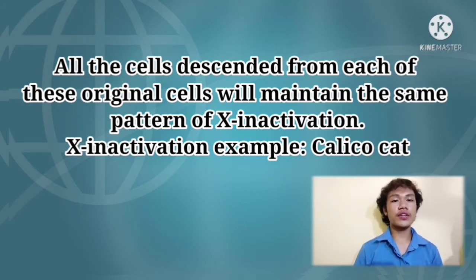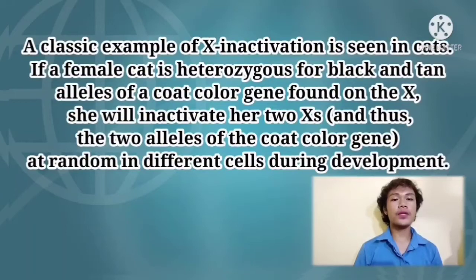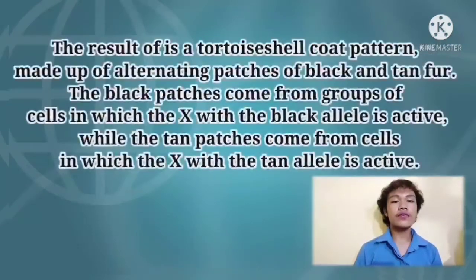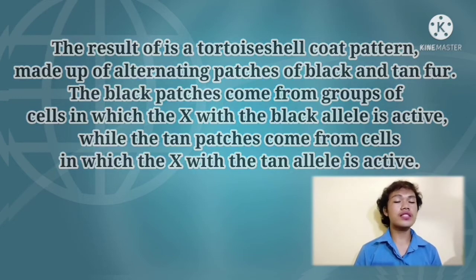Example of X inactivation: the calico cat. A classic example of X inactivation is seen in cats. If a female cat is heterozygous for black and tan alleles of a coat color gene found on the X, she will inactivate her two Xs, and thus the two alleles of the coat color gene, at random in different cells during development. The result of this is a tortoiseshell cat pattern made up of alternating patches of black and tan fur. The black patches come from groups of cells in which the X with the black allele is active, while the tan patches come from the cells in which the X with the tan allele is active.